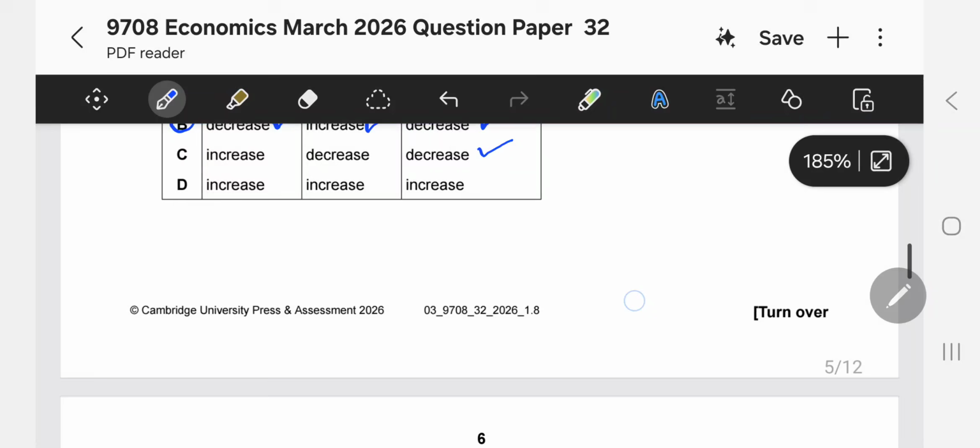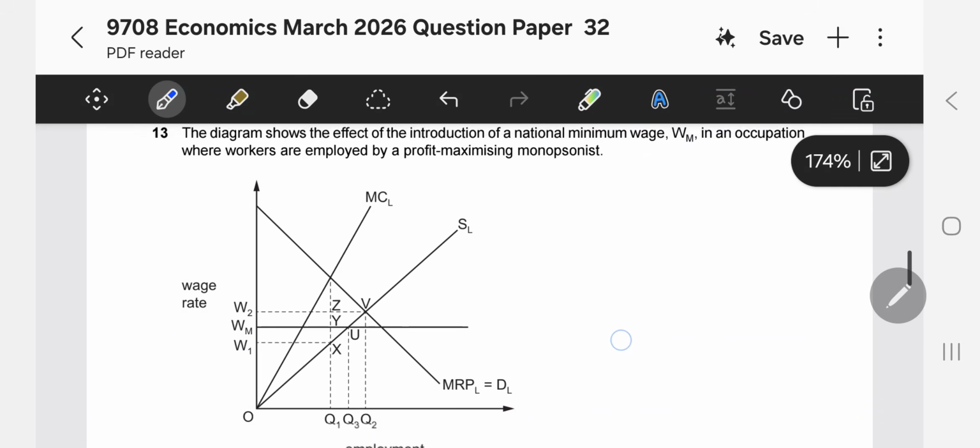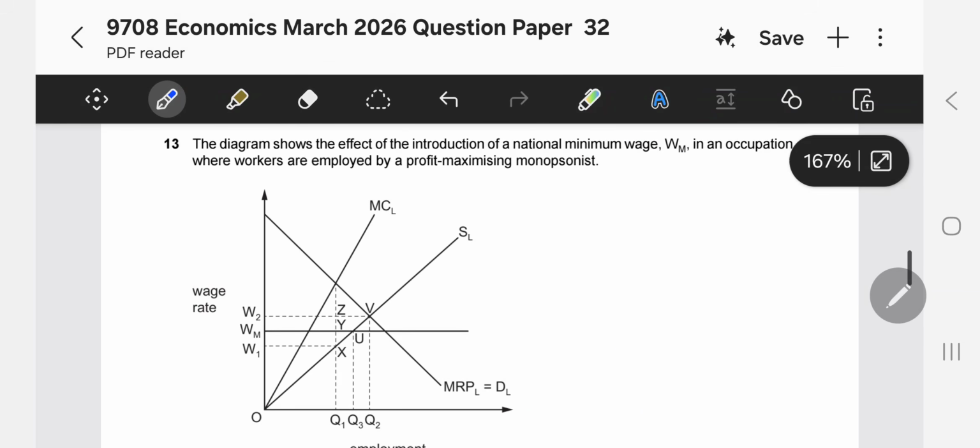Okay, so let's go to question 13. The diagram shows the effect of the introduction of a national minimum wage in an occupation where workers are employed by a profit maximizing monopsonist. A monopsonist is an employer, a single employer in the market, in the same way a monopoly is a single seller. So this one is a single employer of labor in the market.